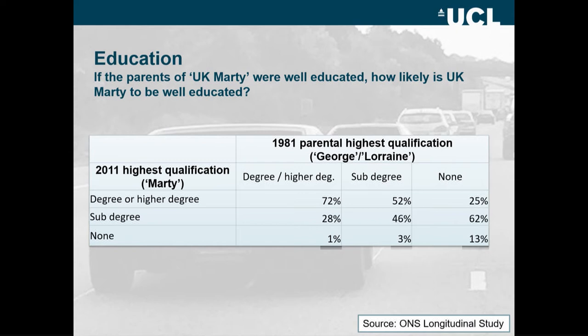If Marty's parents have a degree or a higher degree, then the chance of Marty himself having a degree or higher degree is 72%. In contrast, if his parents are unqualified, the right-hand column, then Marty isn't likely to have a degree. He's far more likely to have a below degree level of education. So this again continues the suggestion of the film of limited social mobility, unfortunately.